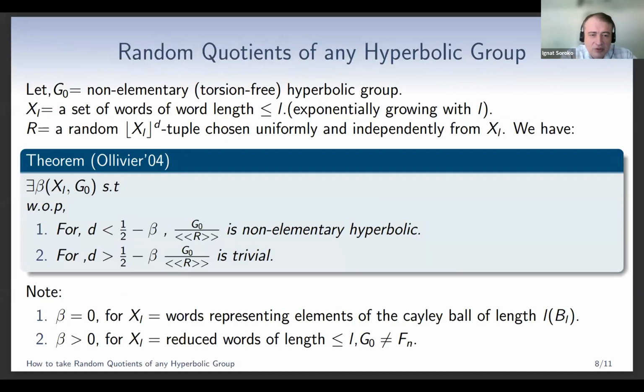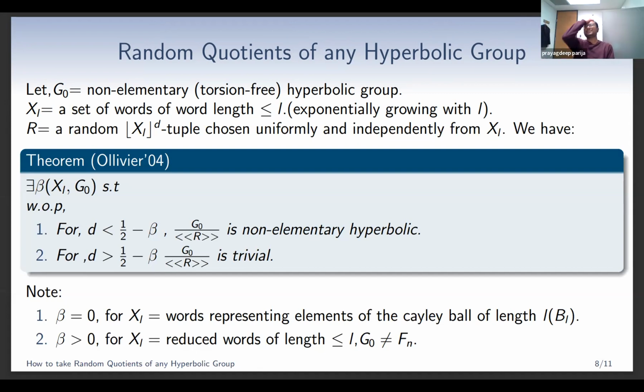Can we go to the slide where there is note 1 and 2 with beta? Could you explain informally what's the difference between 1 and 2? Beta I understand, but what is written on the right? Words representing elements in Cayley graph and reduced length of words less than L. Looks like the same thing to me. They are the same if the group you're starting with is the free group. But in general also, because Cayley graph in some distance.